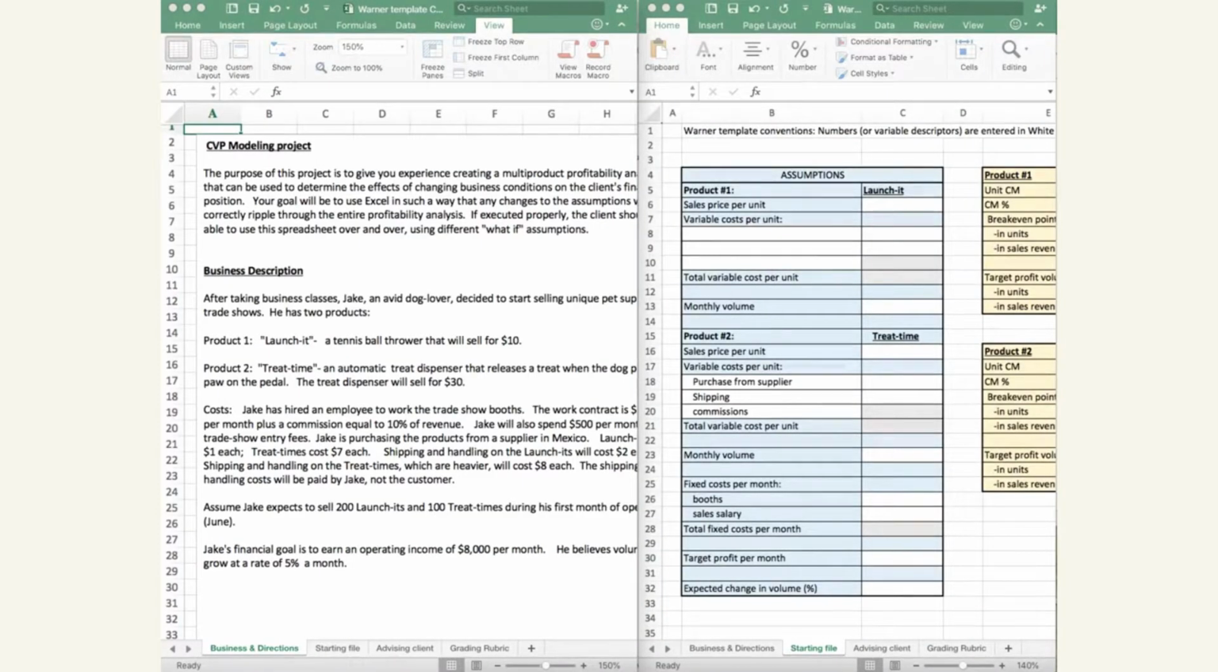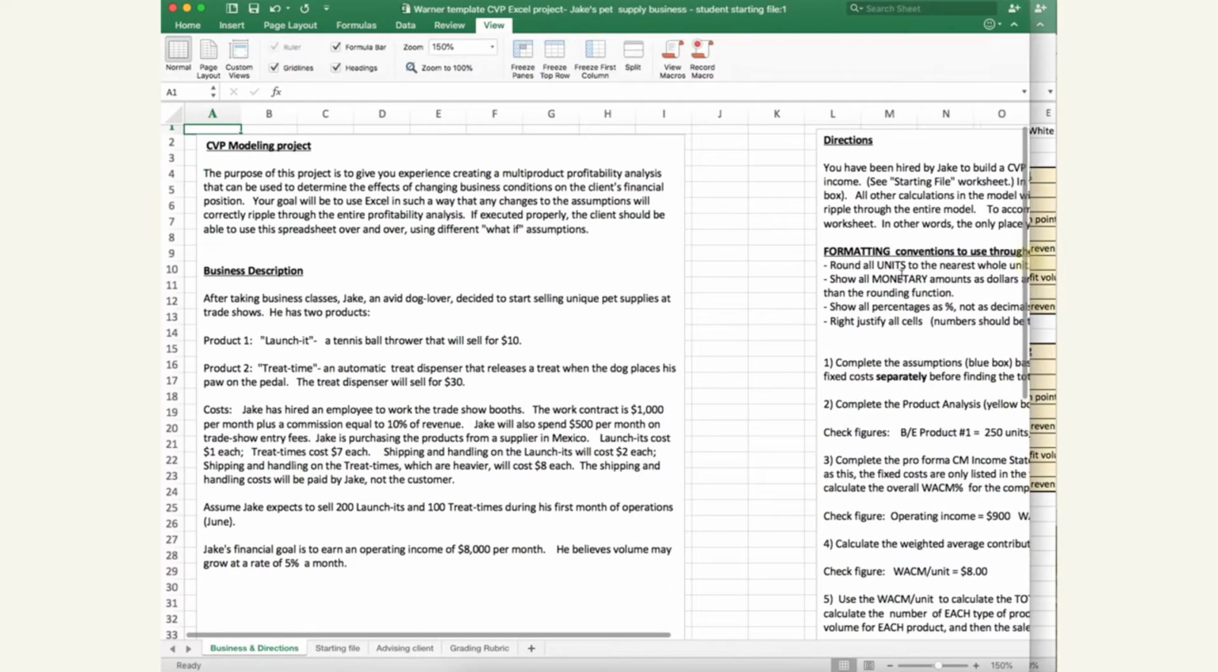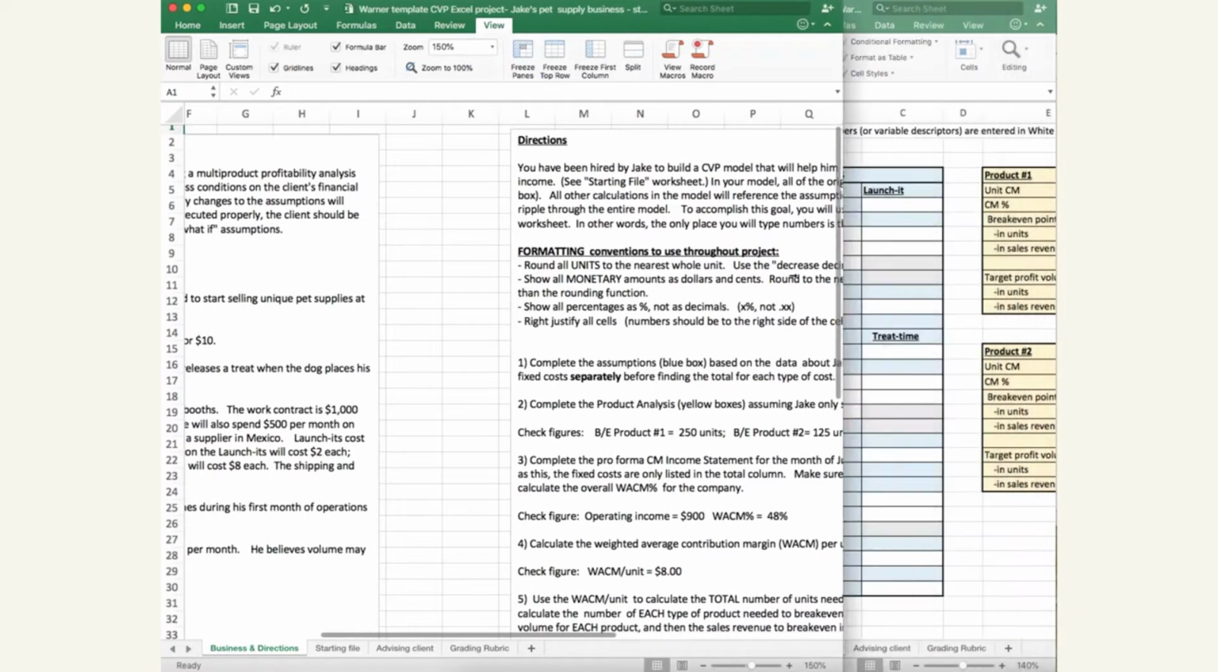Okay, so I am going to do a series of very brief videos showing how to do this cost volume profit project. And the first thing I want you to notice here is that I've got the direction sheet open right here and also my data input sheets open.